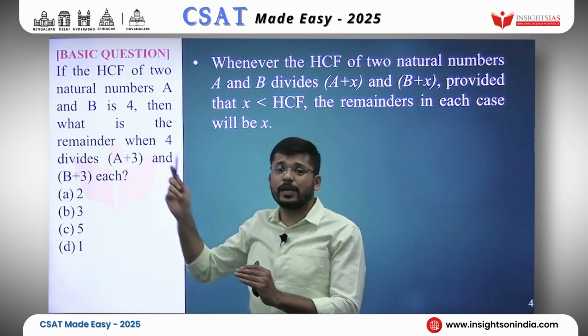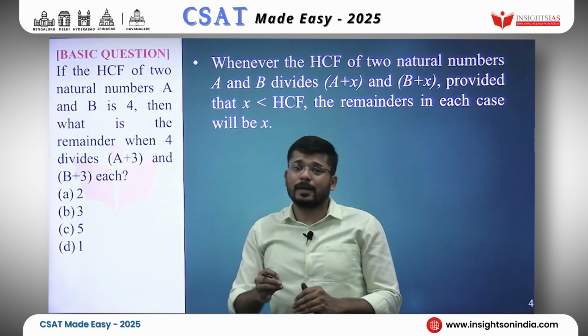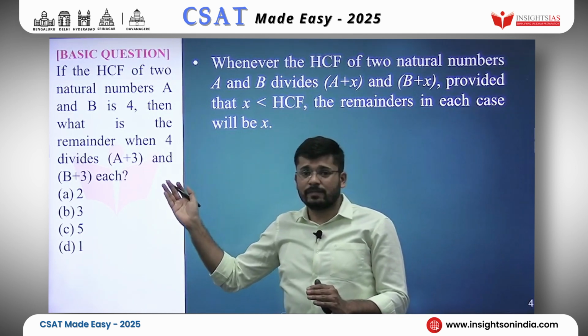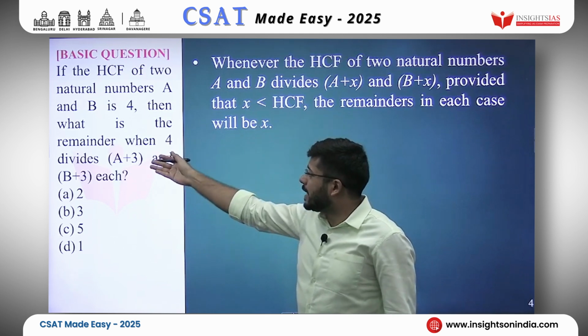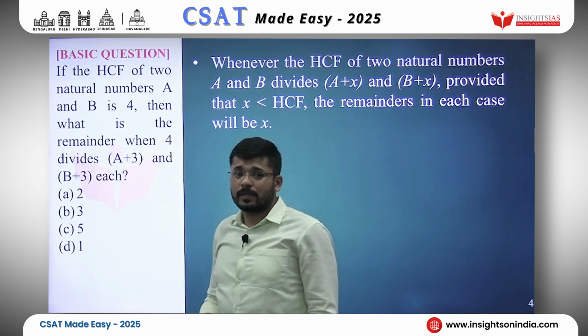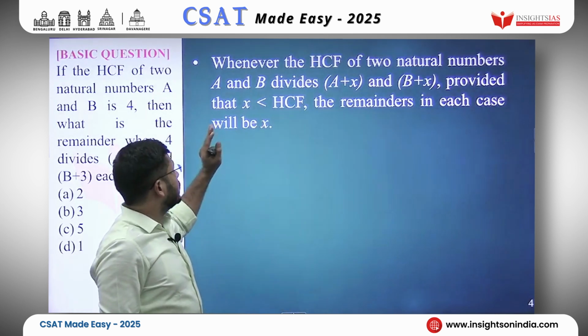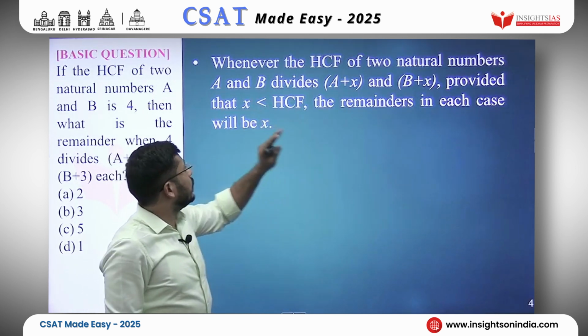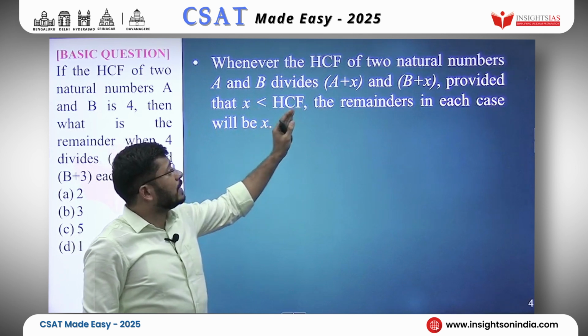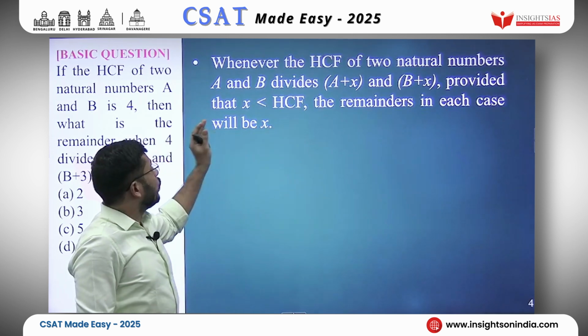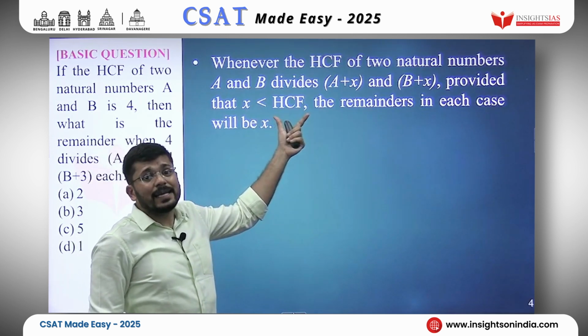If 4 were dividing A and B, then the remainder would have been 0 because it is HCF. However, it is dividing A plus 3 and B plus 3. So, the concept behind this question is this: whenever the HCF of two natural numbers A and B divides A plus x and B plus x, provided x is less than HCF.